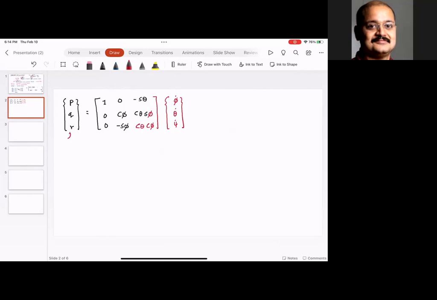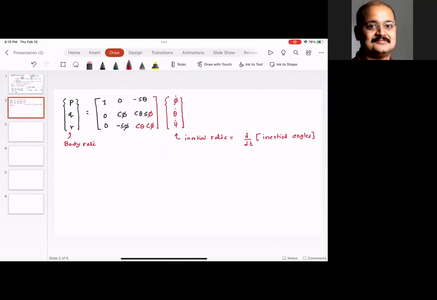So these are the body angular rates, and these are inertial rates. And inertial rates are nothing but d by dt of the inertial angles. Those inertial angles are roll, pitch, and yaw. These are the two equations that we spent a lot of time talking about.